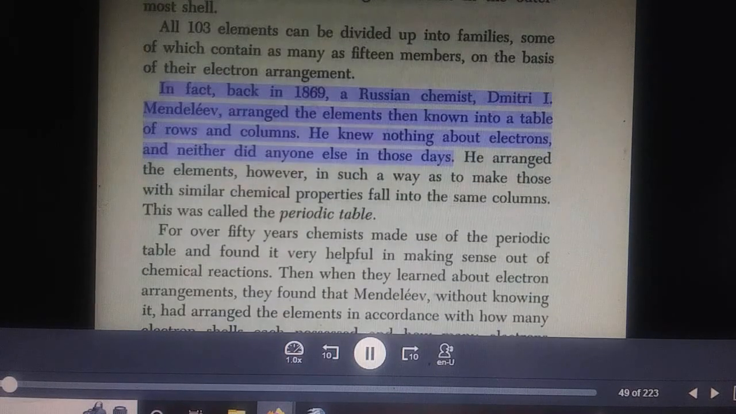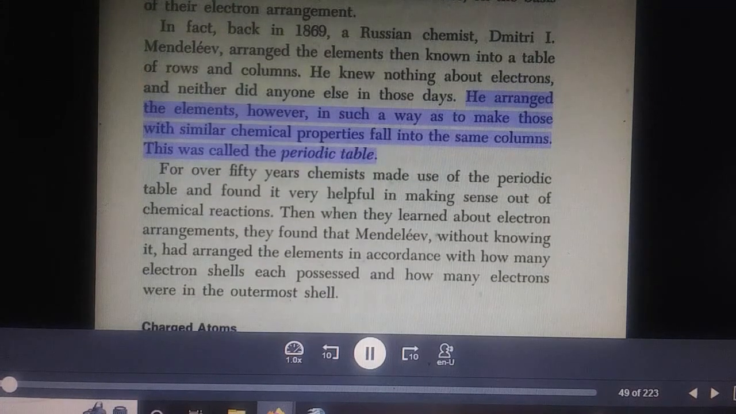In fact, back in 1869, a Russian chemist, Dmitry I. Mendeleev, arranged the elements then known into a table of rows and columns. He knew nothing about electrons, and neither did anyone else in those days. He arranged the elements, however, in such a way as to make those with similar chemical properties fall into the same columns. This was called the periodic table.